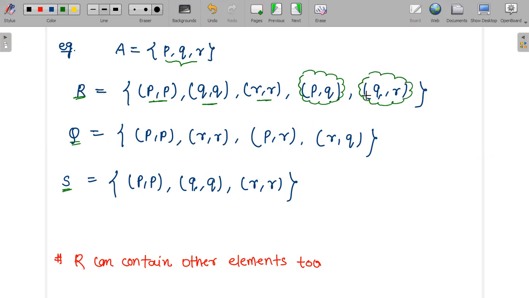It's not our problem, since if elements are associated to themselves, then your relation is qualified to be called a reflexive one. In relation Q, the relation of element Q with itself is missing, thereby relation Q is not said to be a reflexive relation. Similarly, R is said to be a reflexive relation because every element of A is related to itself.